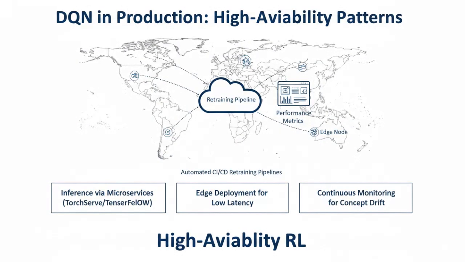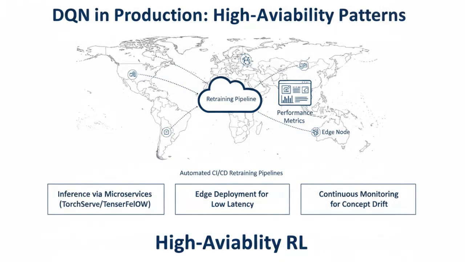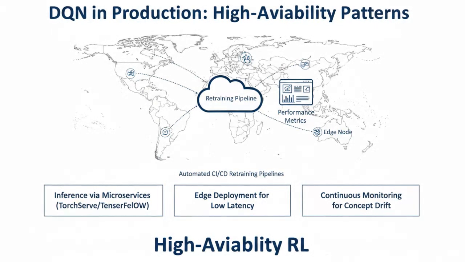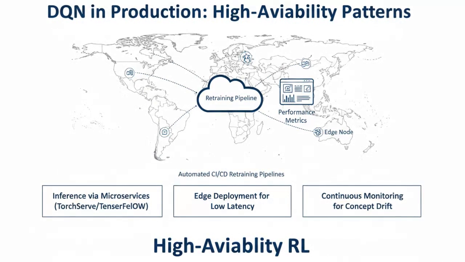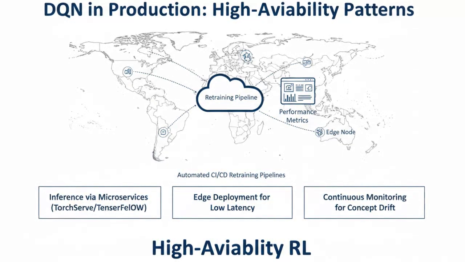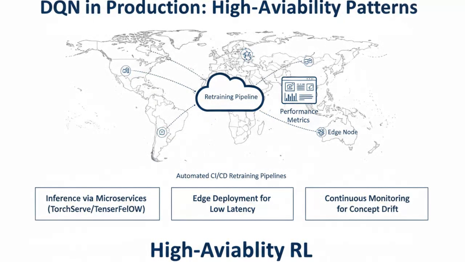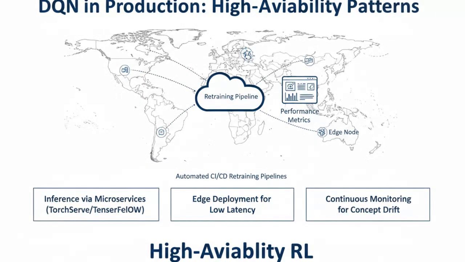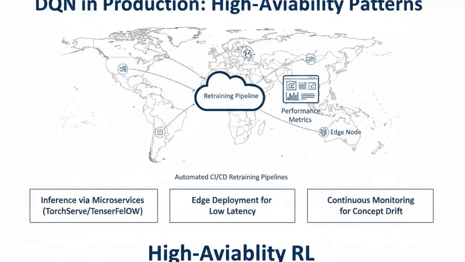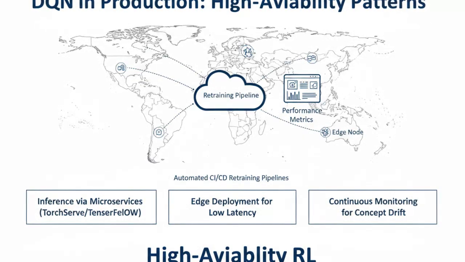Deploying DQN at scale involves more than just a trained model. You need a high-availability inference loop. We wrap the model in a microservice, typically using TorchServe or TensorFlow Serving, and deploy it behind a load balancer. For global scaling, you might use edge inference, where the DQN agent lives close to the data source to minimize latency. Monitoring concept drift is vital. If the environment rewards change, the agent's performance will degrade. Implementing an automated retrain and deploy pipeline ensures that your DQN agent evolves with your infrastructure. Mastery of DQN is not just about the code, but about the robust system that supports it.